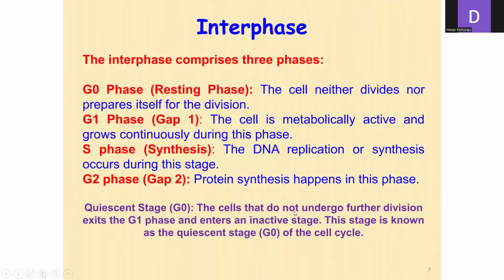The cells do not undergo further division and exit the G1 phase and enter an inactive stage. This stage is also known as the quiescent stage of the cell cycle. G0 is called a quiescent stage because there is no cell division and it is not metabolically active to prepare itself for division.